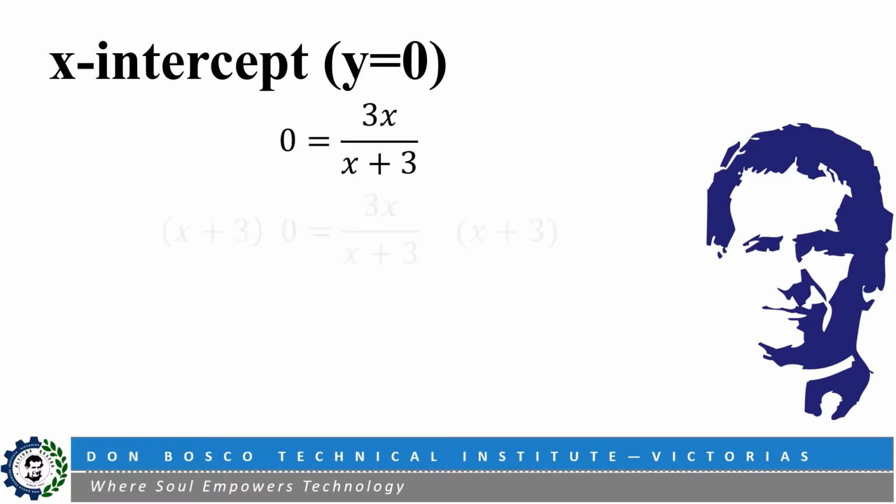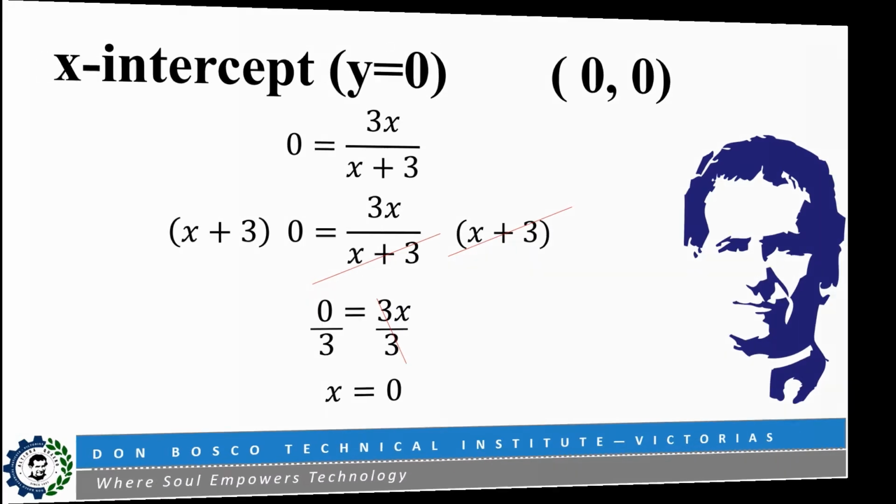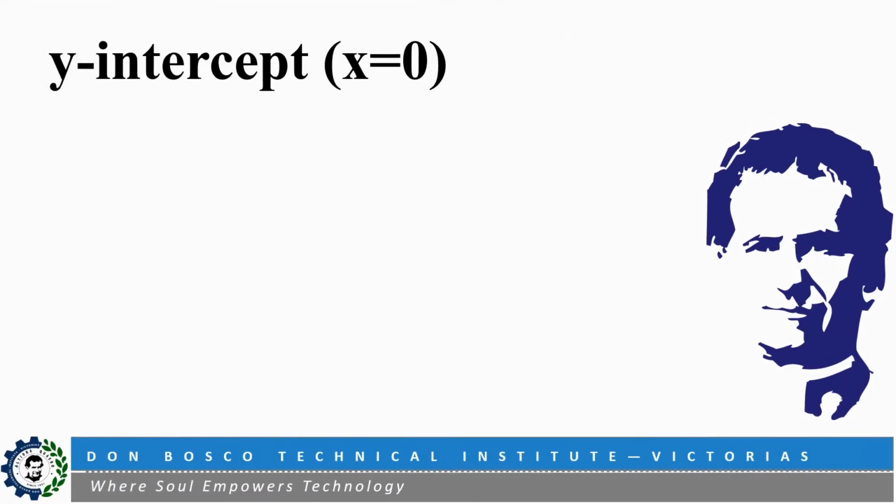Solving for the value of x, we will multiply x plus 3 on both sides of the equation. Dividing out, what remains is 0 is equal to 3x. Then to isolate x, we divide both sides of the equation by 3. They cancel out. X is equal to 0. So if x is equal to 0 while y is equal to 0, the x-intercept is 0, 0, which is on the origin. For the y-intercept, we do the same process.